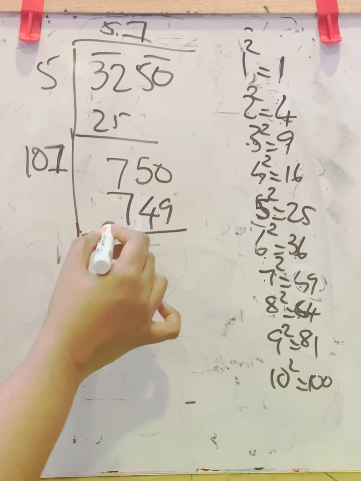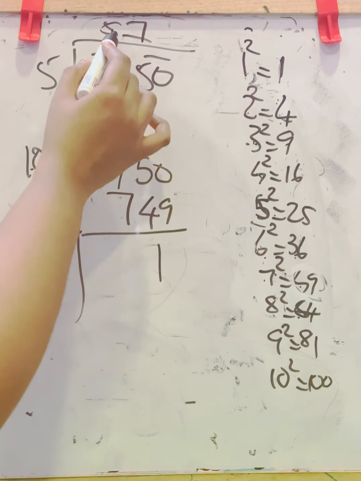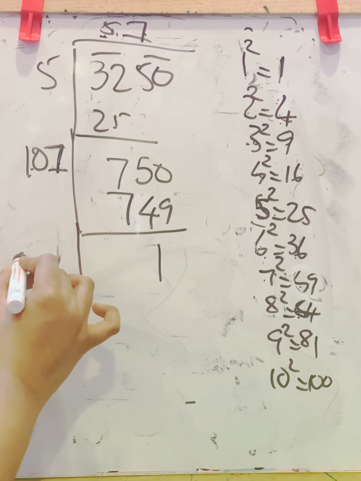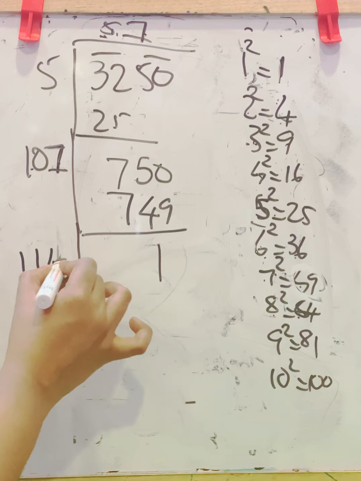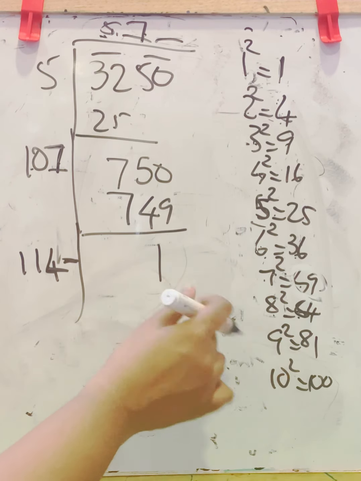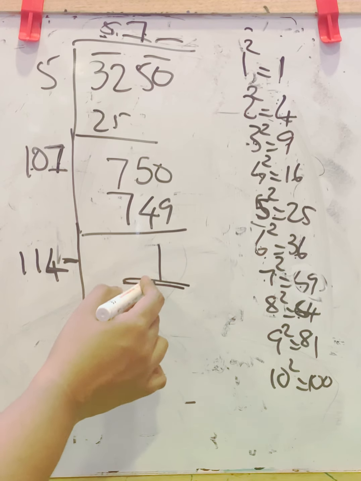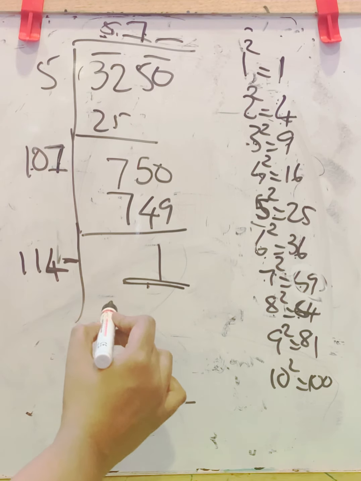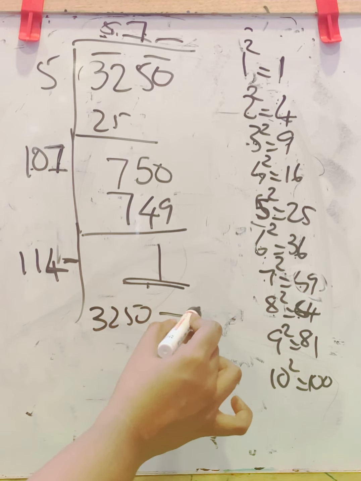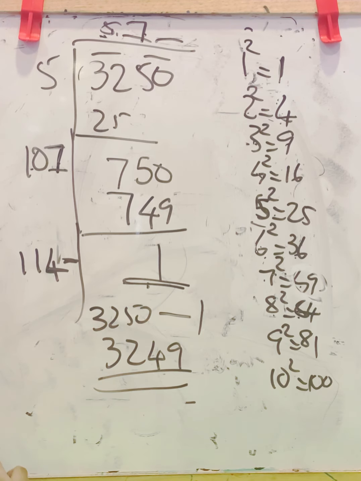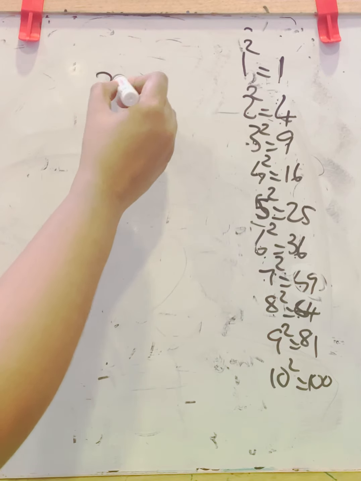Now here the difference is 1. Now 57 is here. Double it. 57 into 2, 114. 114 dash dash. So you can't proceed with this. Here the remainder is 1. That means you have to subtract 1 from this question. Then you will get a perfect square. So 3250 subtract 1, that is 3249, will be a perfect square. We can find the answer for that.